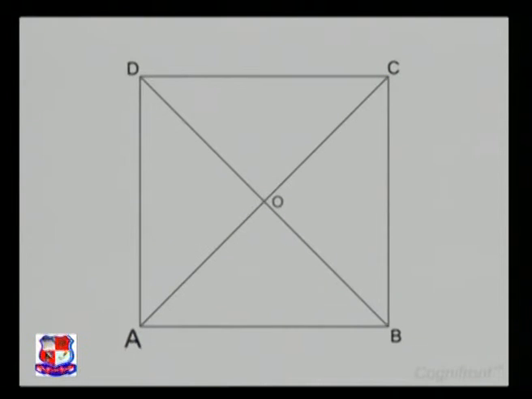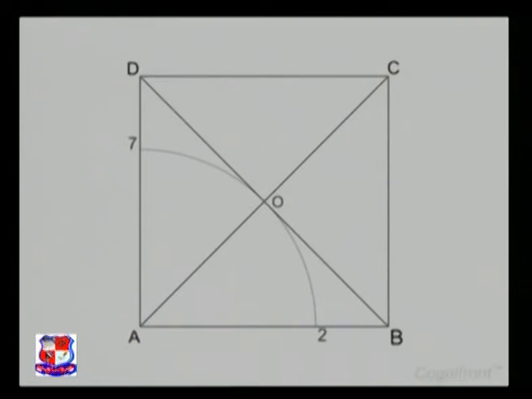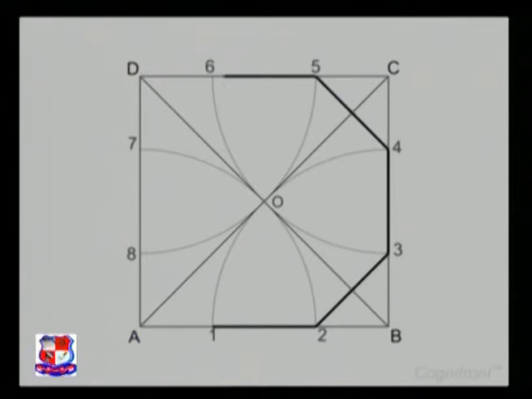Then with A as center and AO as radius, draw an arc cutting edges AB and AD at points 2 and 7 respectively. Similarly, with centers as B, C and D and radius as AO, draw arcs to obtain the remaining points. At last, we'll join the points 1, 2, 3, 4, 5, 6, 7 and 8, thus completing the octagon.